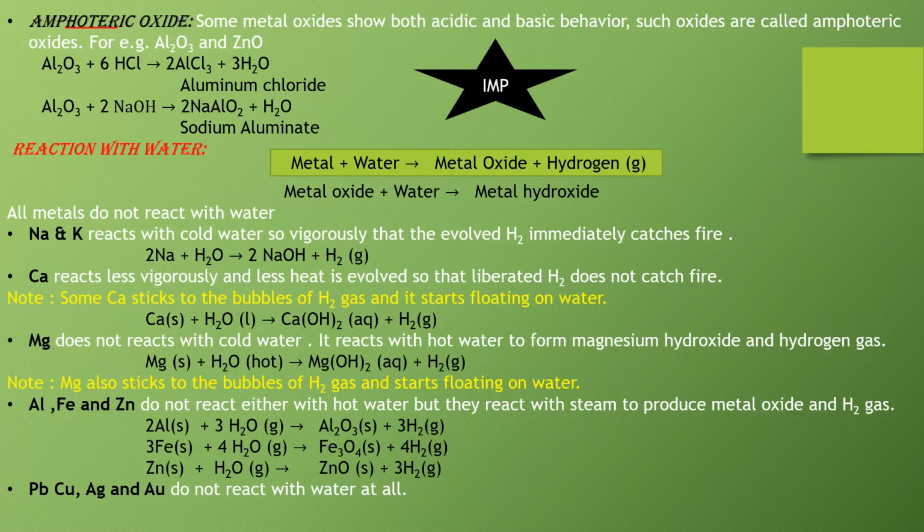So first of all, what is amphoteric oxide? Some metal oxides show both acidic and basic behavior, and such oxides are called amphoteric oxide. Now two examples of amphoteric metals which form amphoteric oxide are aluminium oxide and zinc oxide. These two are examples of amphoteric oxide. Now how do we prove that these oxides are amphoteric in nature?